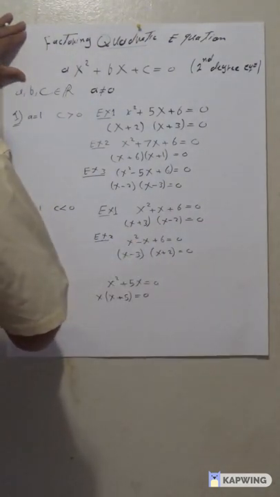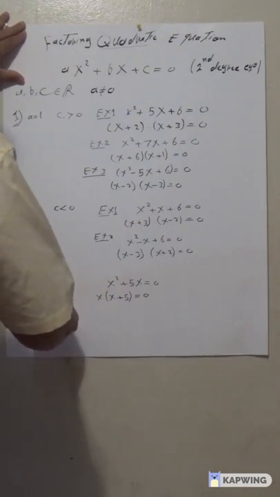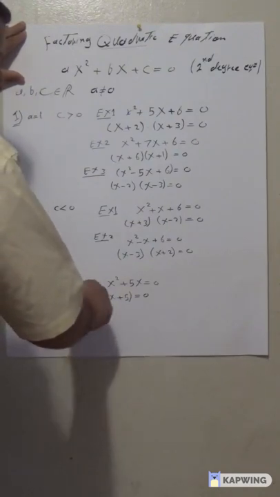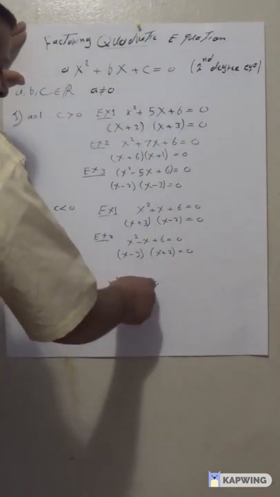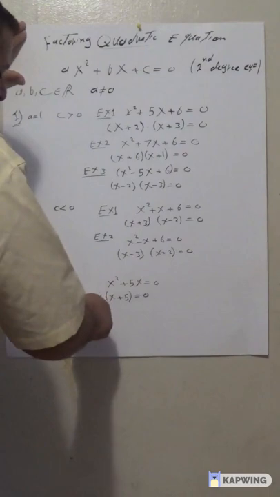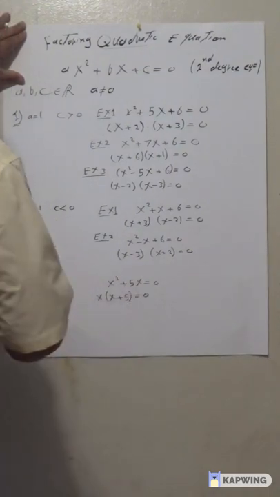The third case, when a equals 1 and c equals 0. So this will be easy because I can take x as a common factor. As an example, x squared plus 5x equals 0. So I can take x as a common factor. This will end up with x times x plus 5 equals 0.